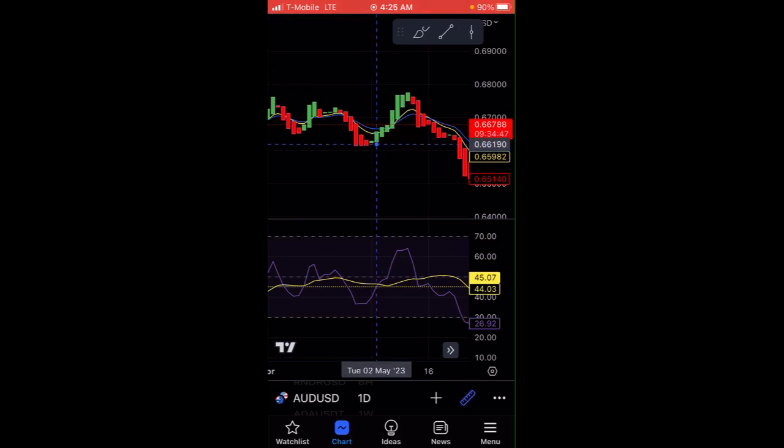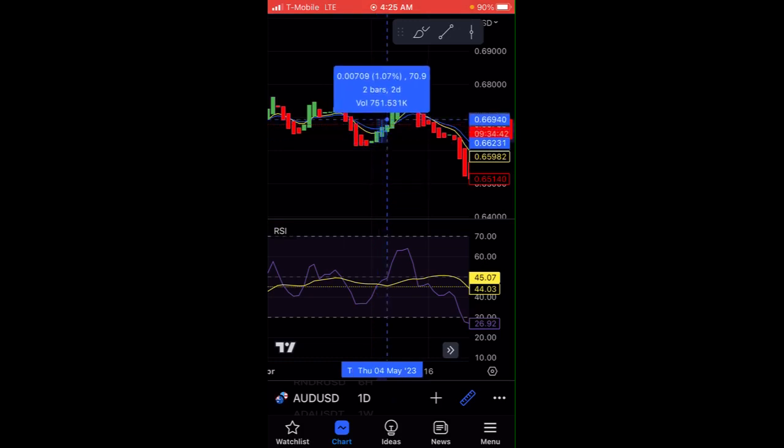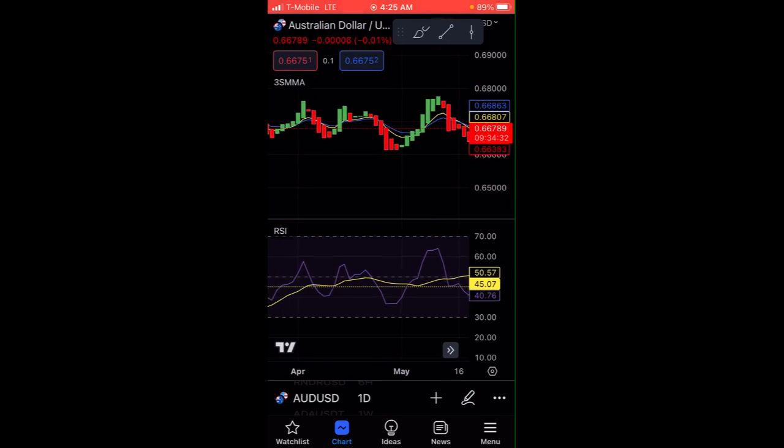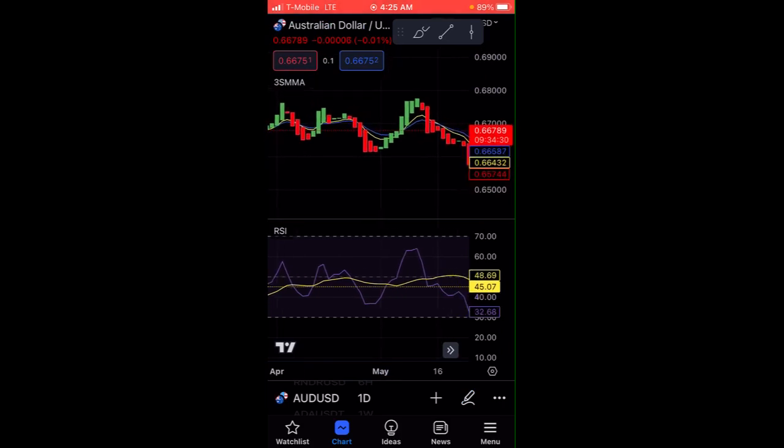We see it crossing right here. This would be a buy zone, and you just ride it out till here. This one was a 1,519 pip move in 8 days. Now, take note right now, look at the RSI during this time. You see that the moving average of the RSI is in the middle at this point. So there's going to be a lot of sideways action.